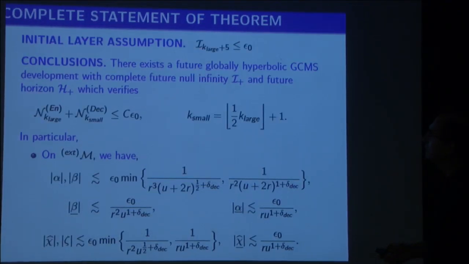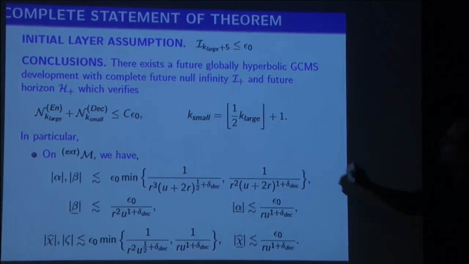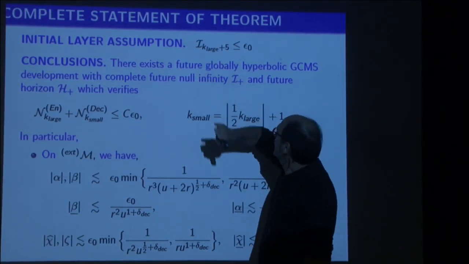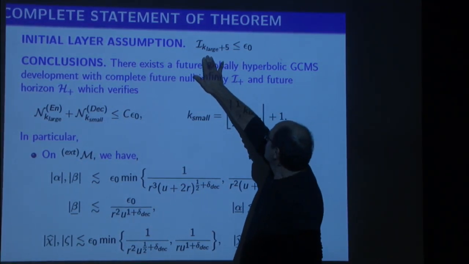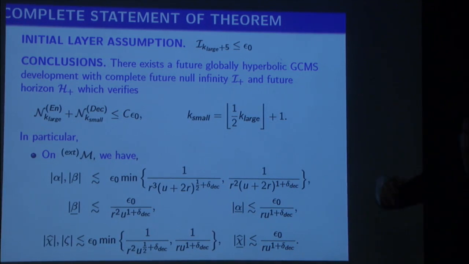And then, in that initial layer, you have to assume that some norm, and I'm not going to write it down because it's going to be too complicated, and I think it's kind of irrelevant now, is small. You have to take something which involves a large number of derivatives. k large has to be larger than 120 or 50 or whatever.